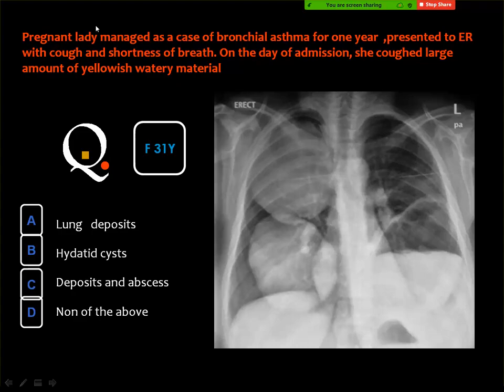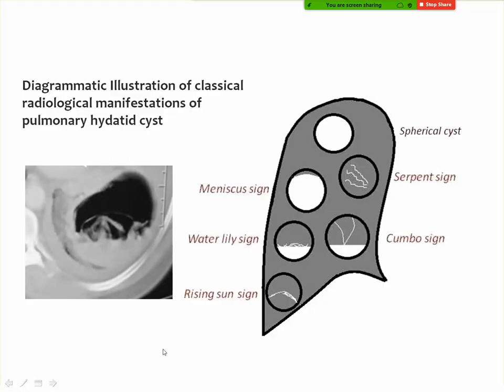Then this is a pregnant lady with bronchial asthma presented to the emergency room with cough and shortness of breath. On the day of admission, she coughed up a large amount of yellowish watery material. Hydatid cyst? Yes. Multiple hydatid cysts, 2 are intact and 1 is ruptured, and this is the cause of the patient's complaint. And you see the fluid level in the hydatid cyst with the characteristic wavy appearance, diagnostic of ruptured hydatid cyst, and these are 2 other intact cysts.